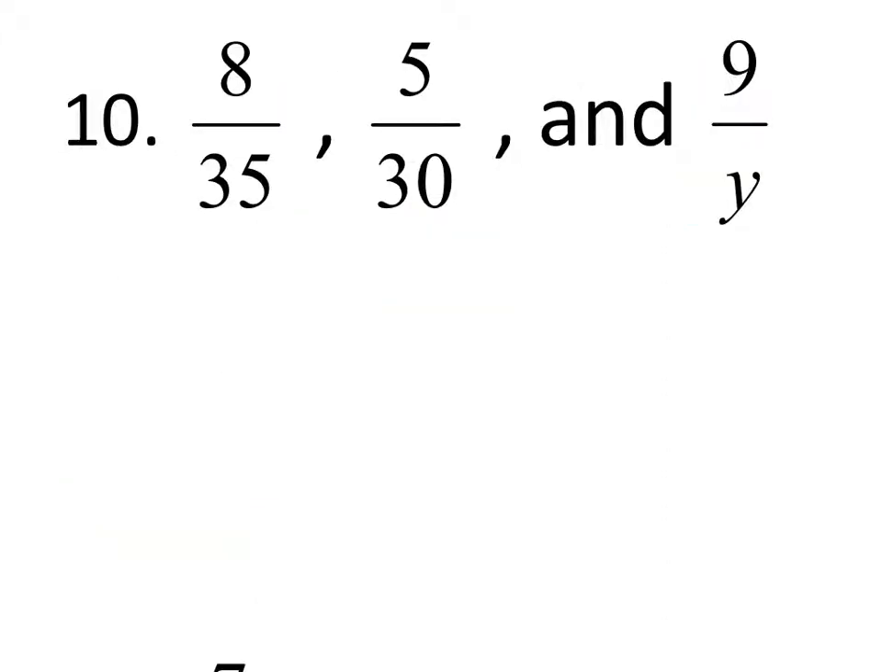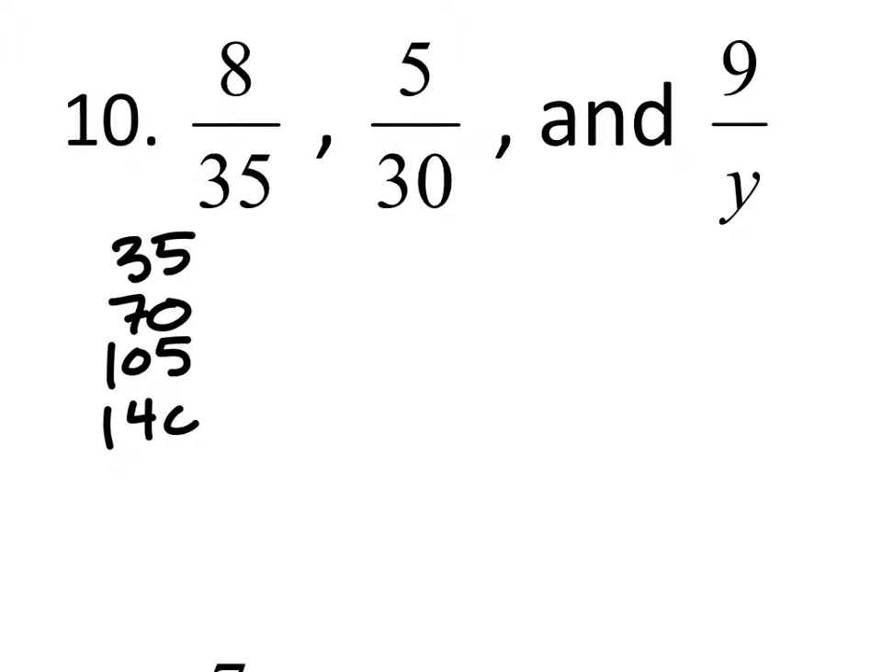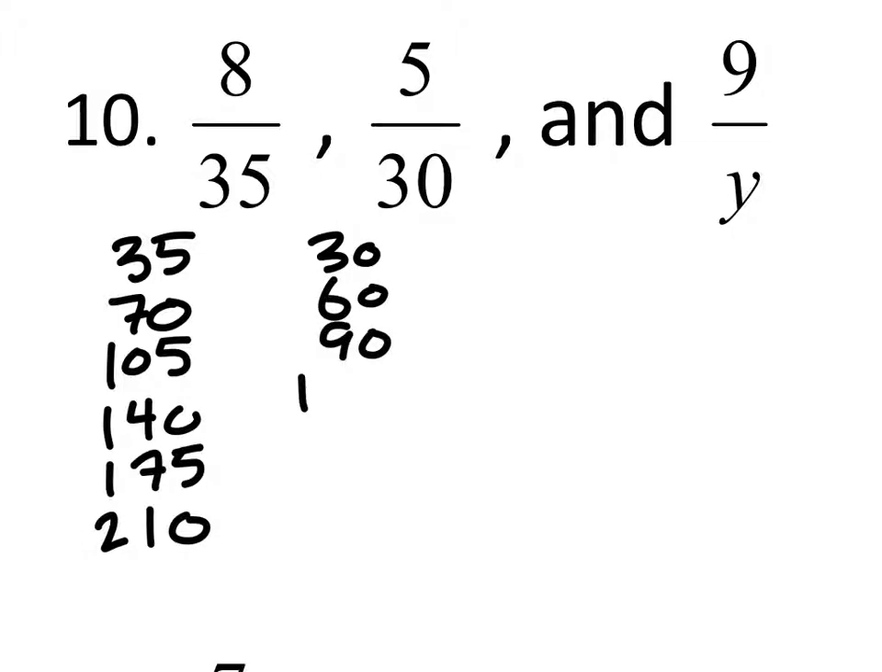So 10, and then we'll do 6. On this one, we've got 3 values to look at. Here we've got 35, and again, we'll just scale this up. 70, 105, 140, 175, 210, that should do it. And then the 30: 60, 90, 120, 150, 180, 210.